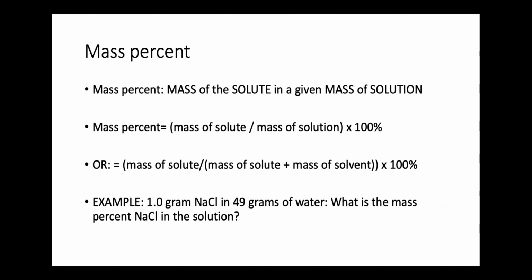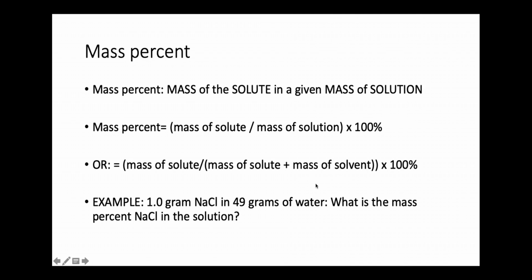In a formula, mass percent is the mass of my solute divided by the mass of my solution, times 100. And the mass of my solution is the same as my solute and solvent together. So we can have two equations.